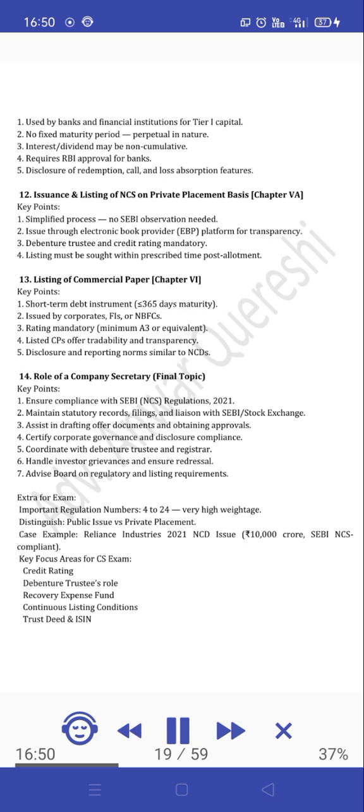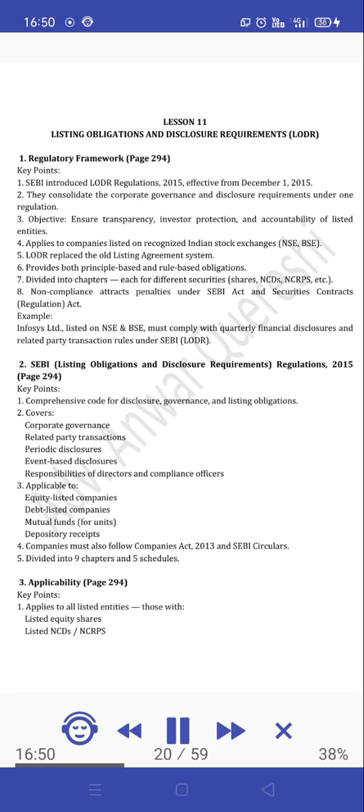Extra for exam. Important regulation numbers: 4 to 24, very high weightage. Distinguish public issue versus private placement. Case example: Reliance Industries 2021 NCD issue, 10,000 crore rupees, SEBI NCS compliant. Key focus areas for CS exam: credit rating, debenture trustee's role, recovery expense fund, continuous listing conditions, trustee and ISIN.